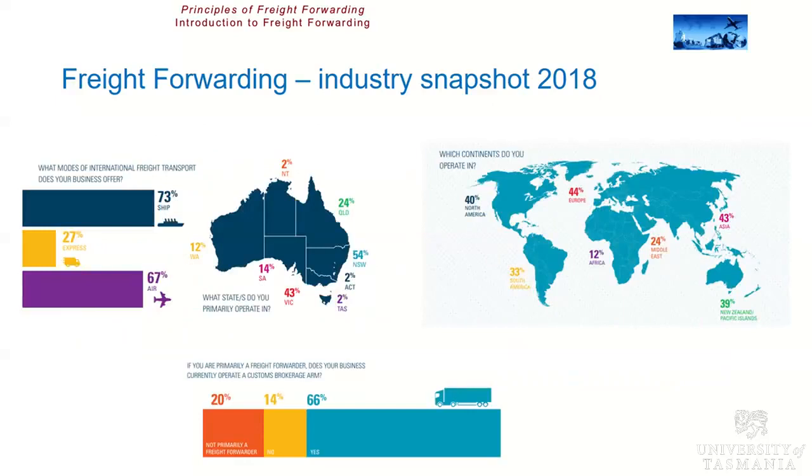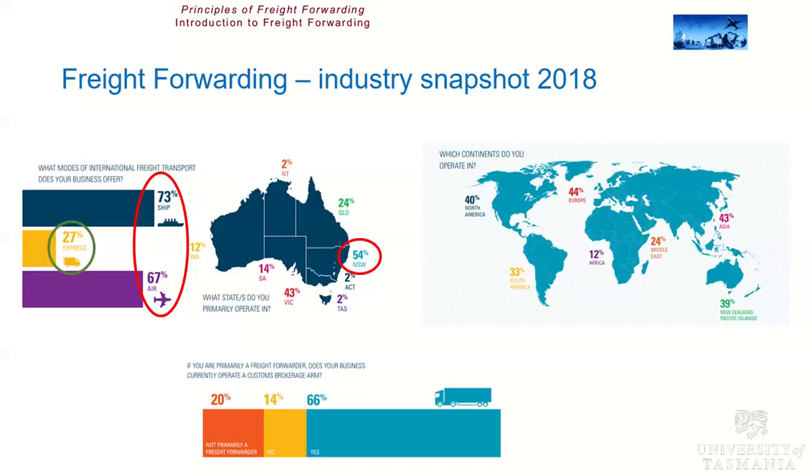So if we have a look, this is some of the information that's provided. The first one is what modes of international freight transport does your business offer? So it's asking freight forwarders that question. So as you can see here, freight forwarders primarily are offering ship and air services. That's the primary focus of their task in terms of modes. You'll also note there's express. Now, not all freight forwarders are going to offer that door-to-door service, and that's probably reflective that 25% of them will offer that particular service.